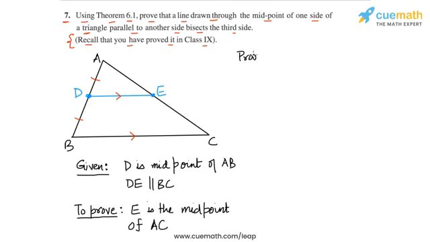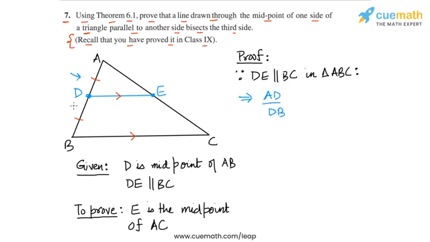Okay, so this is actually a very simple problem. Let's write out the proof now. So basically, we will use the fact that because DE is parallel to BC in triangle ABC, this means that DE will divide AB and AC in the same ratio. And what does that mean? It means that AD by DB will be equal to AE by EC. So AD by DB equal to AE by EC. And this is the basic proportionality theorem.